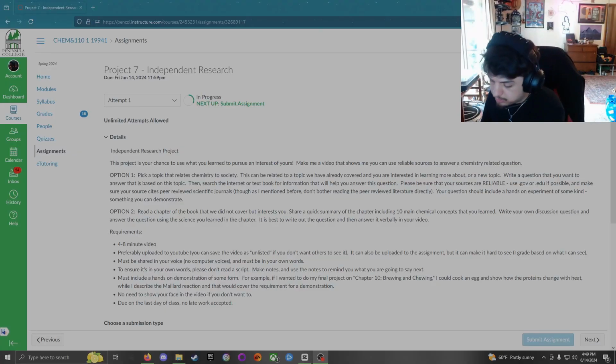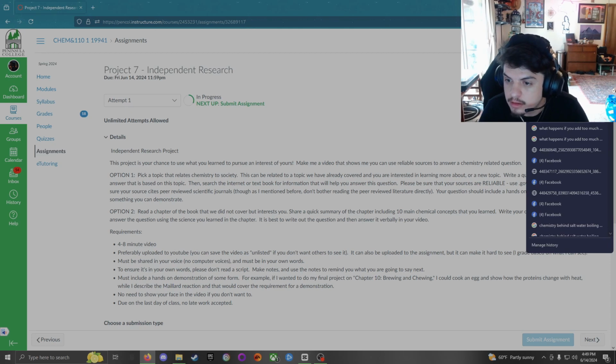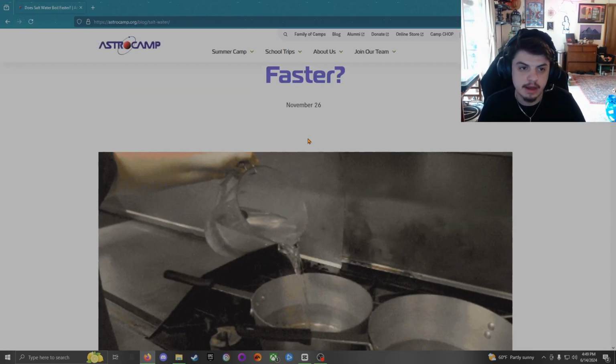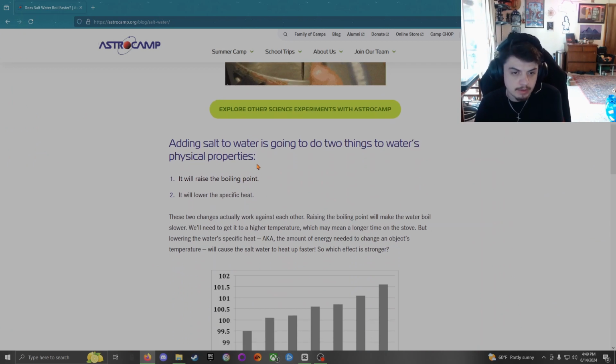Alright, so after taking our final temperature, we can see that the water without salt in it boiled off at 3 minutes and 31 seconds, and it got to a temperature of about 100.3 degrees Celsius. This change is about 20 seconds faster than our initial test with the salt water. And if we refer back to the... where'd it go? Here. If we refer back to the AstroCamp website, we can see, just reiterating what they said, that salt raises the boiling point and it lowers specific heat.